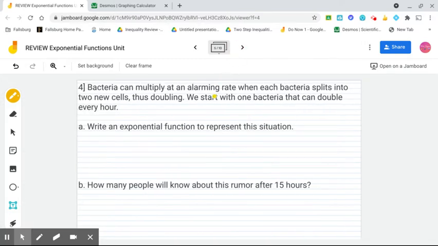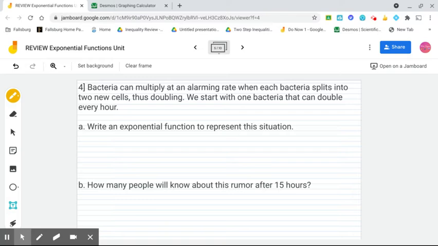Number 4, bacteria can multiply at an alarming rate when each bacteria splits into 2 new cells, thus doubling. We start with 1 bacteria that can double every hour. Write an exponential function to represent this situation.